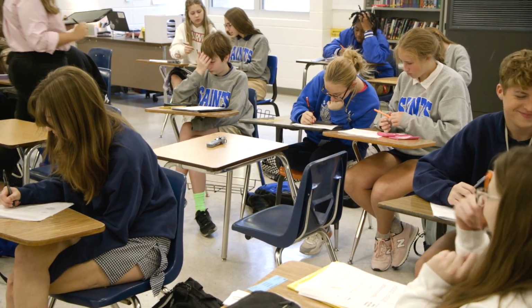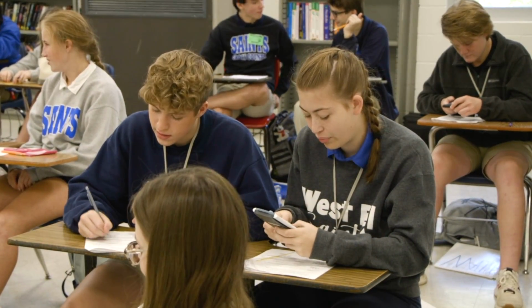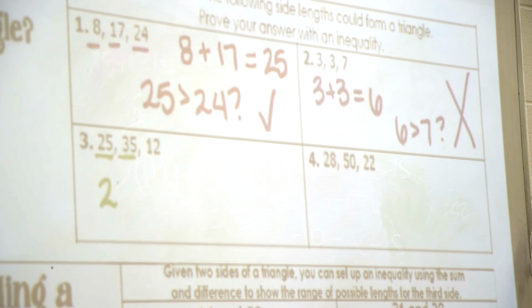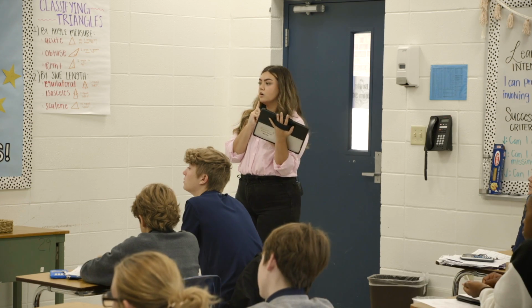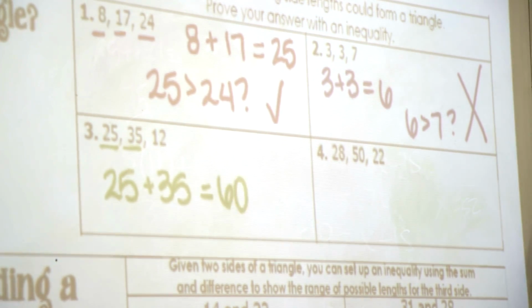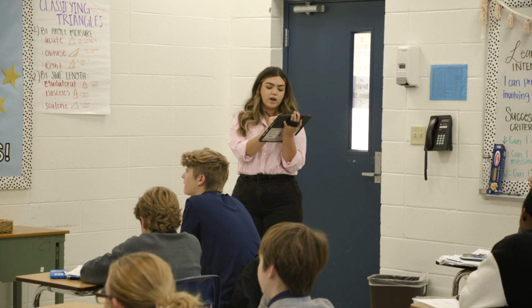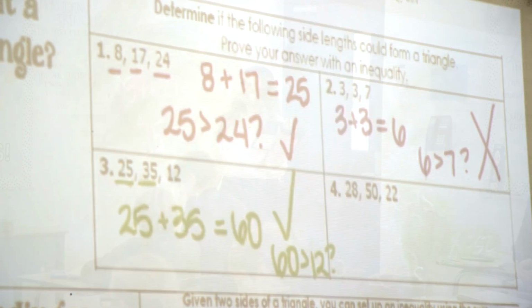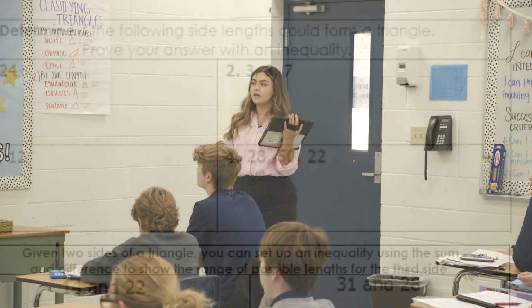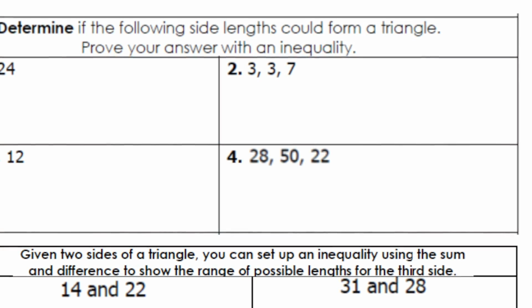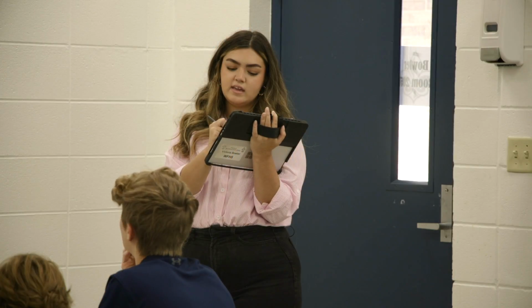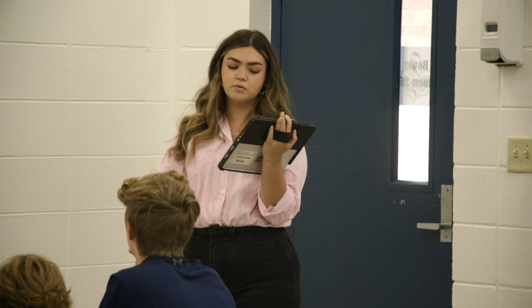Can y'all go ahead and do that for 2, 3, and 4 on your own? Okay, let's go ahead and talk about these. Number 3, 25 plus 35. What does that equal? It equals 60. Is 60 greater than 12? Yes, this is going to form a triangle. And then my last one, add 28 and 50. What do you get? 78. Is 78 greater than 22?